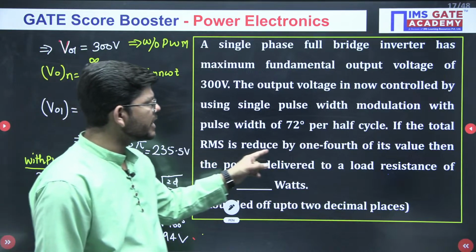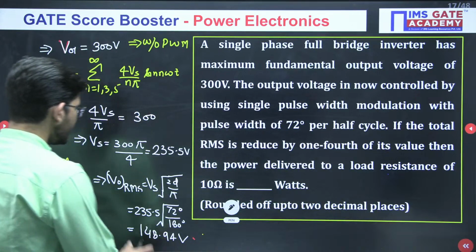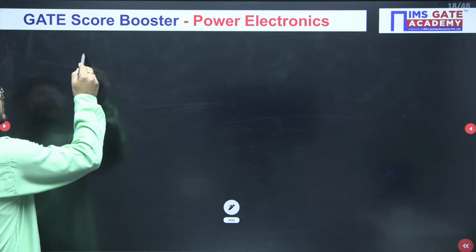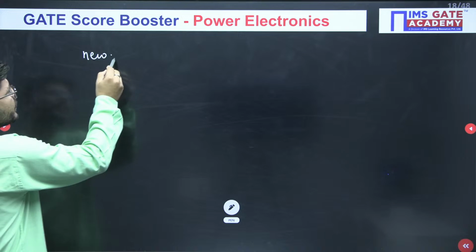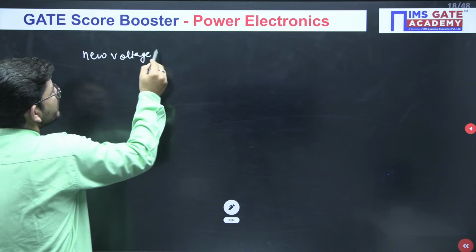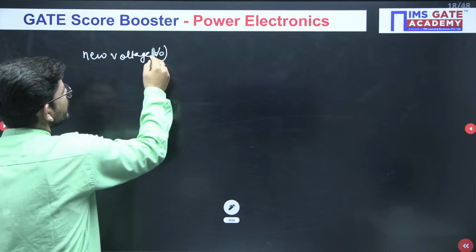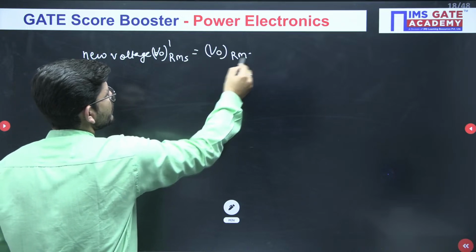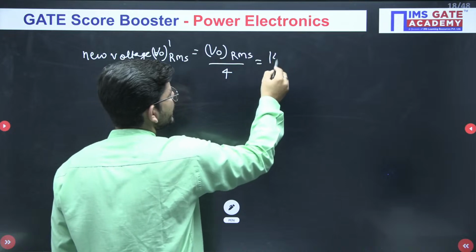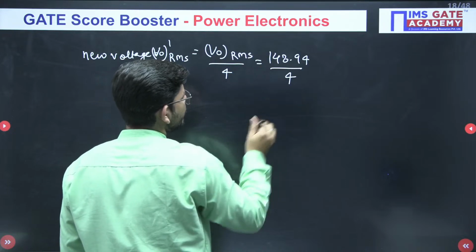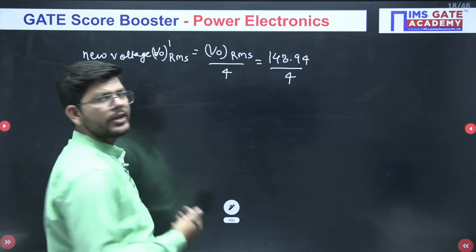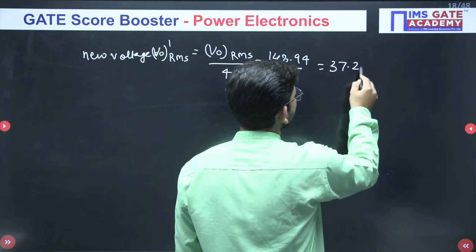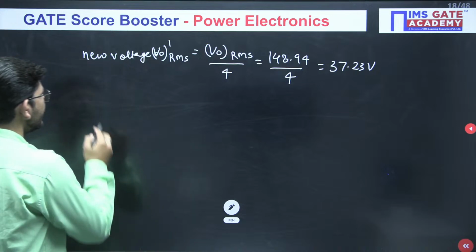But now they are saying if RMS is reduced by 1/4, then what is the power dissipated? So this is the RMS that we have. When we reduce this RMS by 1/4, the new RMS voltage, V0 RMS dash, will be the old RMS voltage divided by 4. So we have 148.94 divided by 4. Is that correct? Yes. So when you divide it by 4, you get 37.23 volt. So this is the voltage that we have to use.